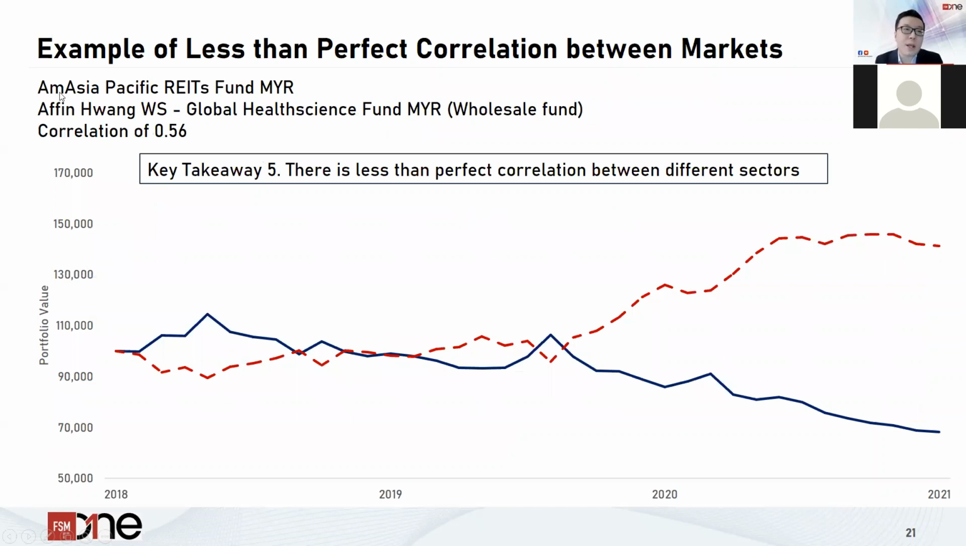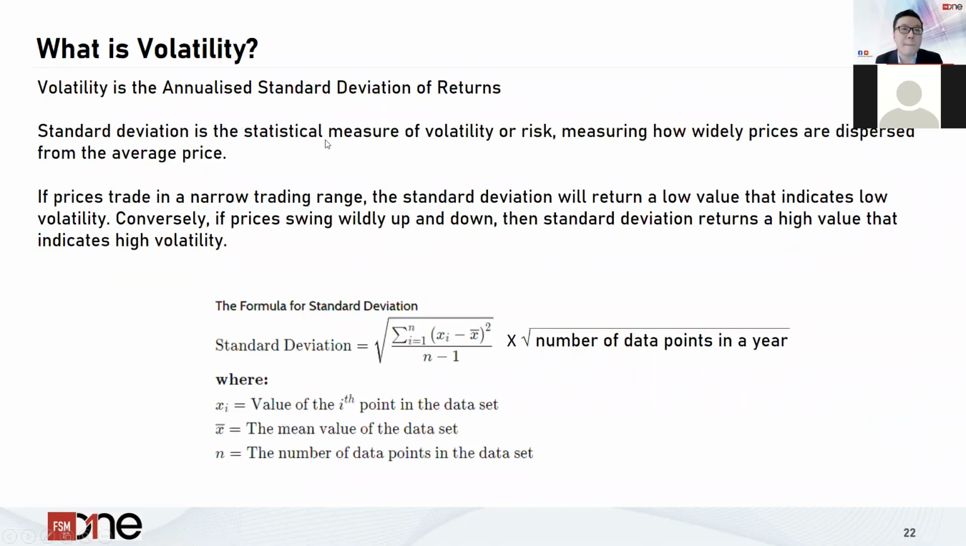Example, an Asia REIT fund compared to a healthcare fund. Correlation between one another 0.56. So it's less than perfect correlation. It's not close to 1. Okay. And you can see through the chart as well, they don't really move in tandem with one another.